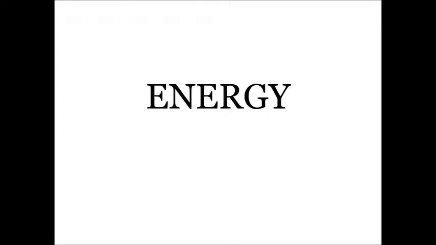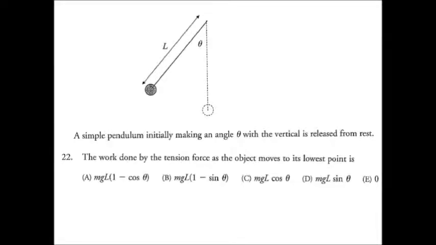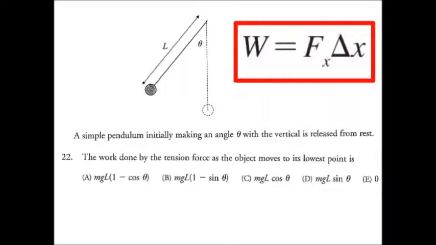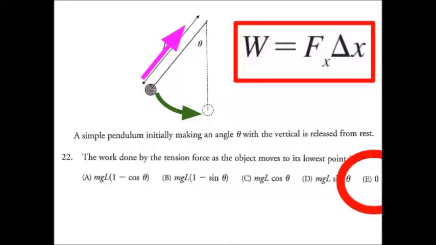Next, a simple pendulum makes an angle of theta with the vertical. It's released from rest. What is the work done by the tension force as the object moves to its lowest point? You might be thinking to yourself, well, we have a change in kinetic energy, so we should have some work done, because work is equal to change in kinetic energy. That might be true, but work is equal to F dx, and we have perpendicular. The force is perpendicular to the displacement, so we have no work done by the tension force.